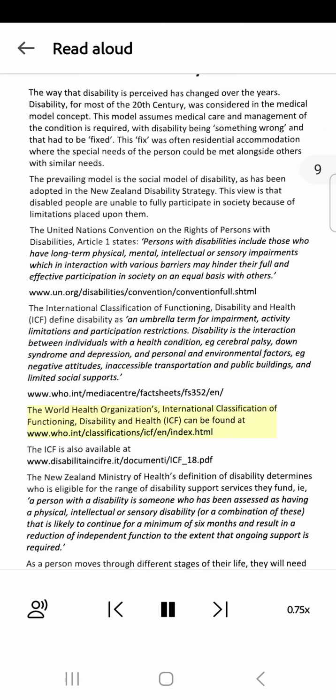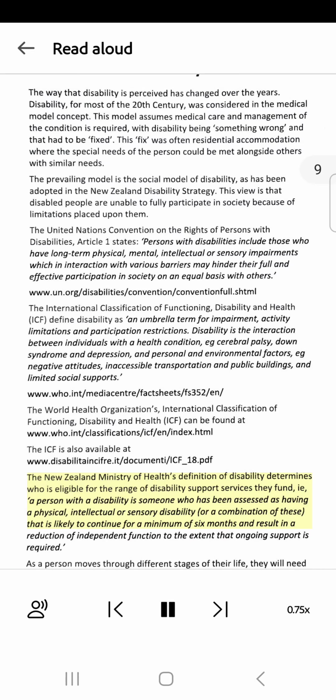The World Health Organization's International Classification of Functioning, Disability and Health, ICF, can be found online. The ICF is also available as a PDF document.